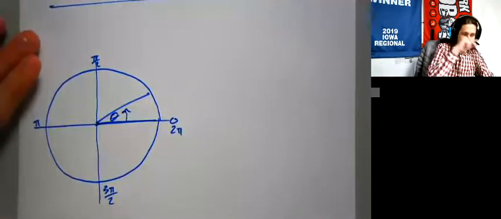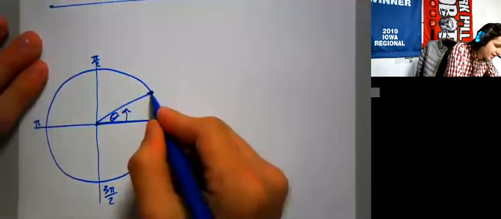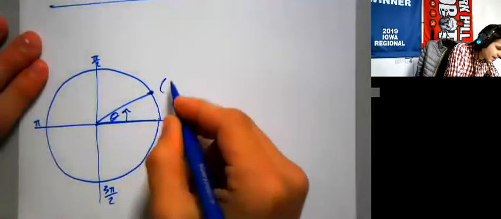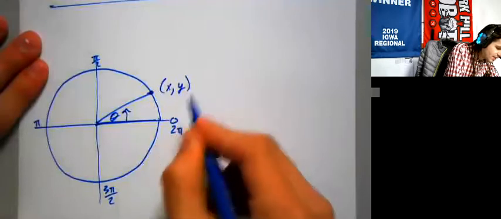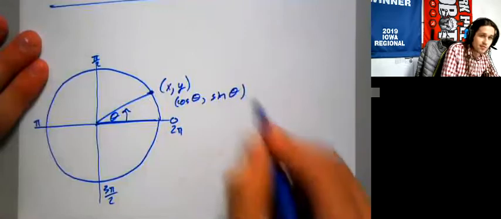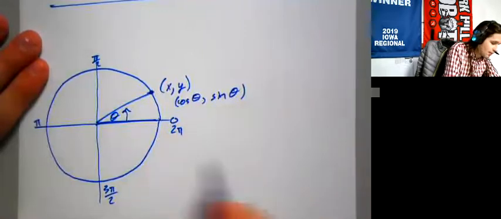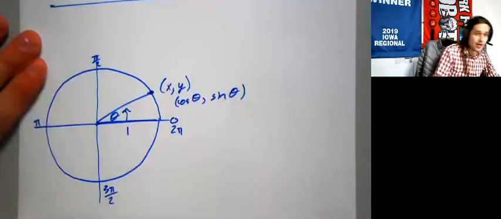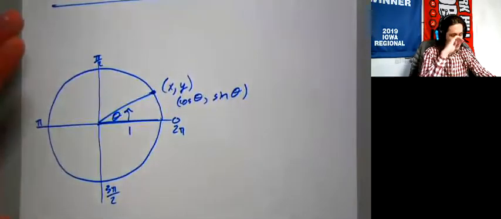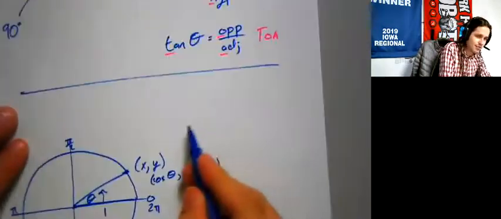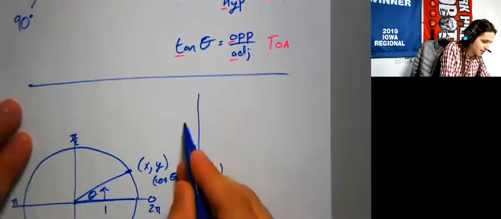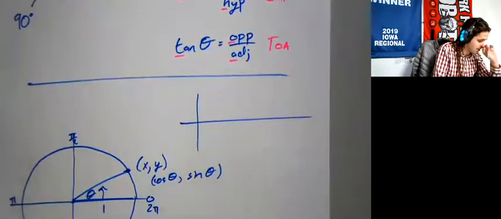Quick reminders. This point here might be x comma y. That'll be cosine theta, sine theta. Remember, cosine is the x-coordinate, sine is the y-coordinate, if this thing has radius 1, that is. Reminders there. The other thing you might need to kind of know is what these functions look like in terms of graphs.